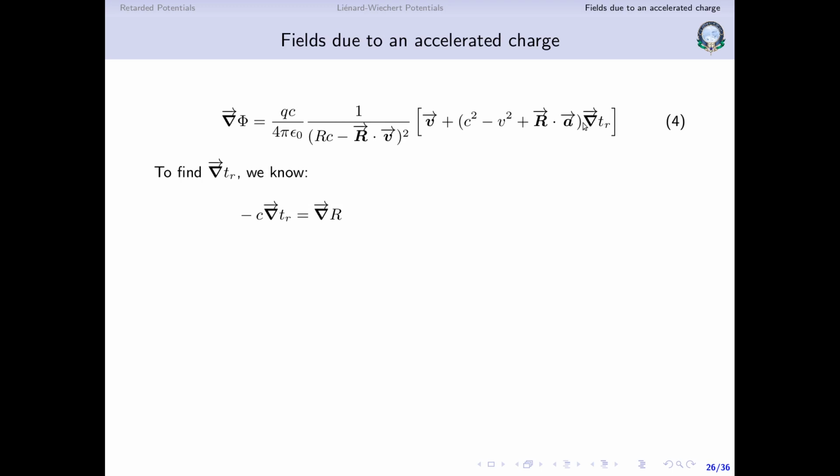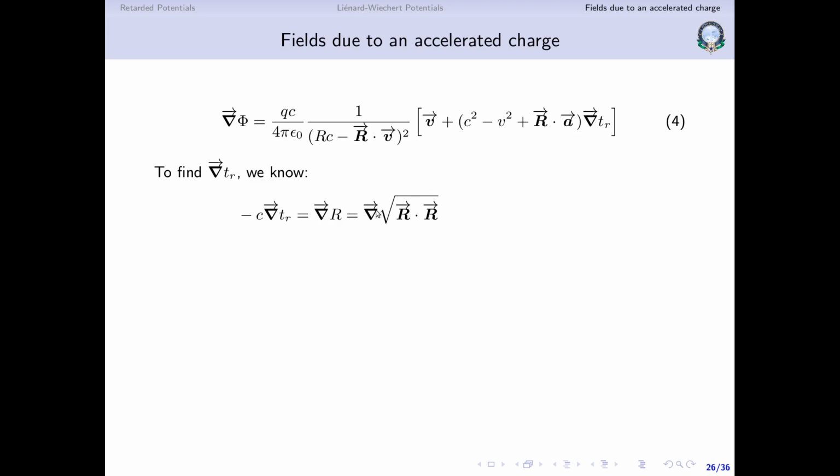So we'll now find out what this gradient of TR is. We'll start with this. Minus C into gradient of TR is equal to gradient of r. Okay, we already know that. Now this gradient of r can be written as gradient of under root r dot r, because r dot r will give us r square, so r is equal to under root r dot r. So gradient will apply on this.